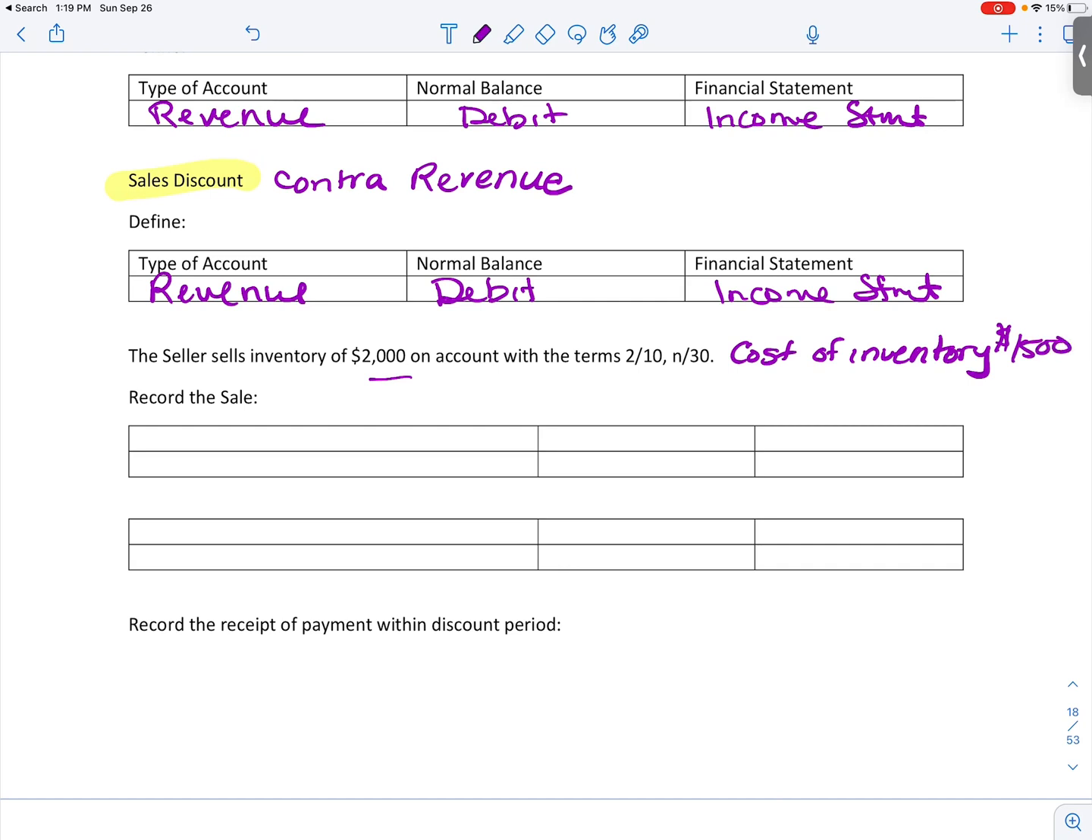So anytime there's a sale, it takes two journal entries. The first one, record the sale. The second one, record the cost of goods sold. So we need to record the sale. We're going to debit that account receivable and credit our sales.